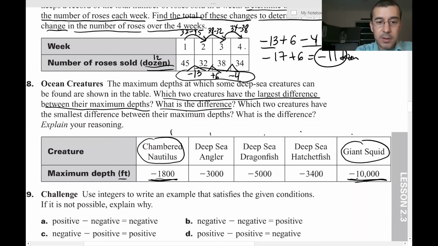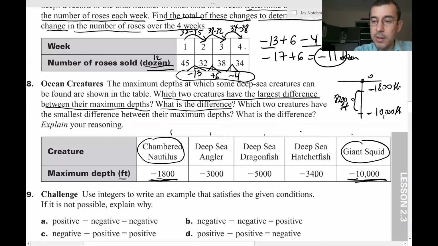What is the difference? If you remember, this is the sea level at 0. So the maximum depth of chambered nautilus is minus 1800 feet. And then for this other creature, it's minus 10,000 feet. So we have to find this distance here. Since both are negative numbers, we just have to subtract these two numbers to get this distance. So 10,000 minus 1800 is 8,200. So what is the difference? It is 8,200 feet. It's 10,000 minus 1,800.